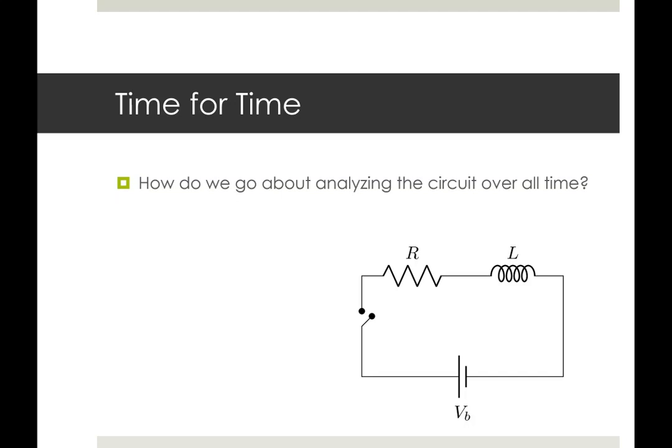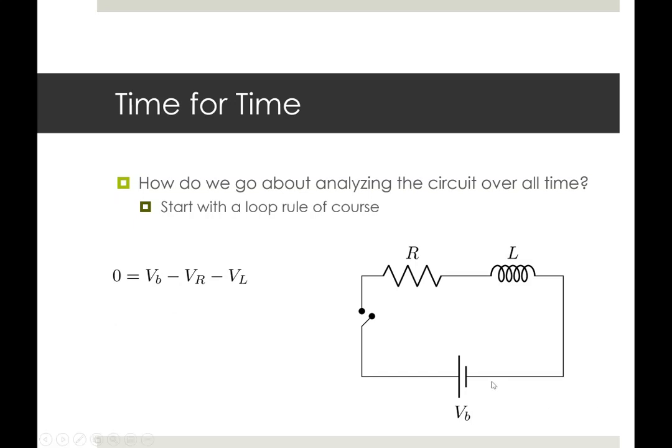So now that we've seen what the limits look like, it's time to understand what happens in between. What happens in between t equals 0 and t equals infinity? How long does it take to build up to the equilibrium current? Well, we know that we're going to analyze this with the loop rule. That's how we analyze everything.